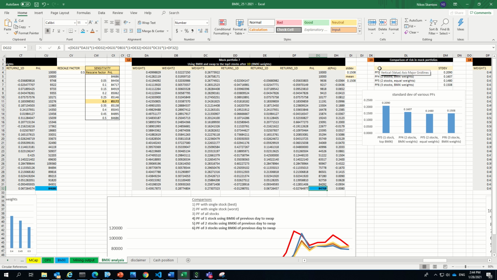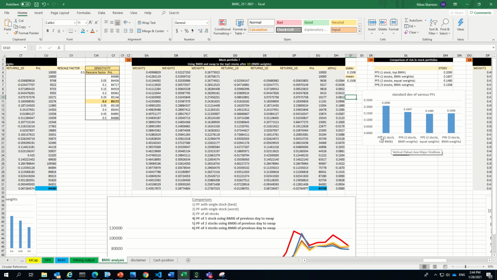So the next thing I looked at is, what is the risk in this portfolio so far? Risk here is measured as the standard deviation of the P&L. So I measure how much the P&L varies from one day to the next. And then I compute the standard deviation of these P&Ls. So that's how I measure risk.